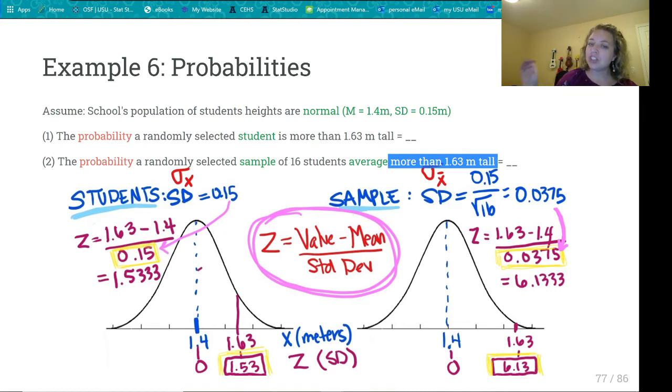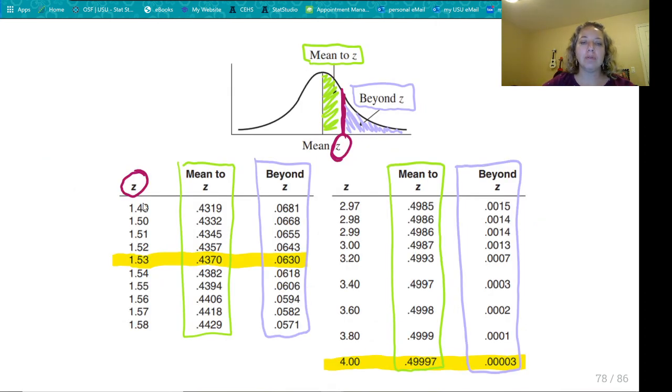So before I rush off to that z-table, I'm going to shade my curves. In both of these, I would shade above the 1.53 and the 6.13. So this is going to be the area beyond the z-score. When I go to my table, I'm looking at my two z-scores in the z column, and I'm going to go over and look for the beyond z. Now, for the individual student, a z-score of 1.53, our beyond z is 0.0630.